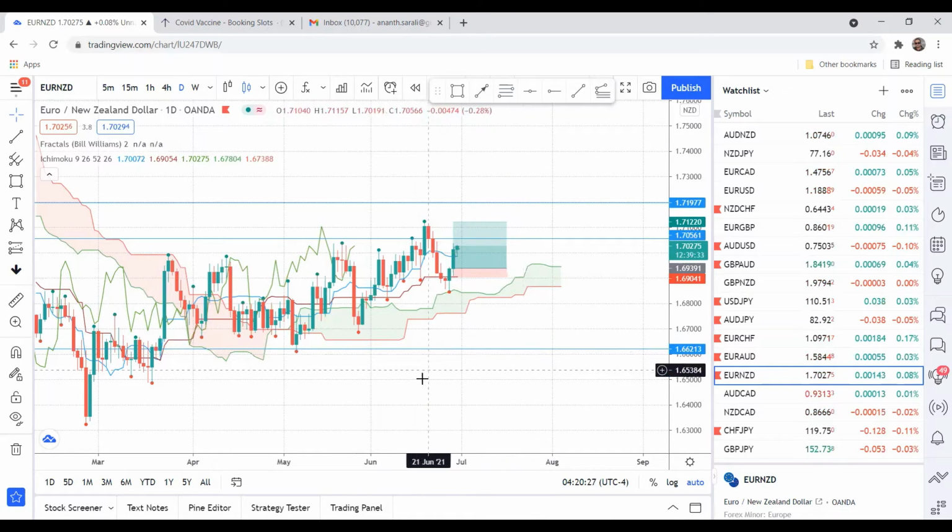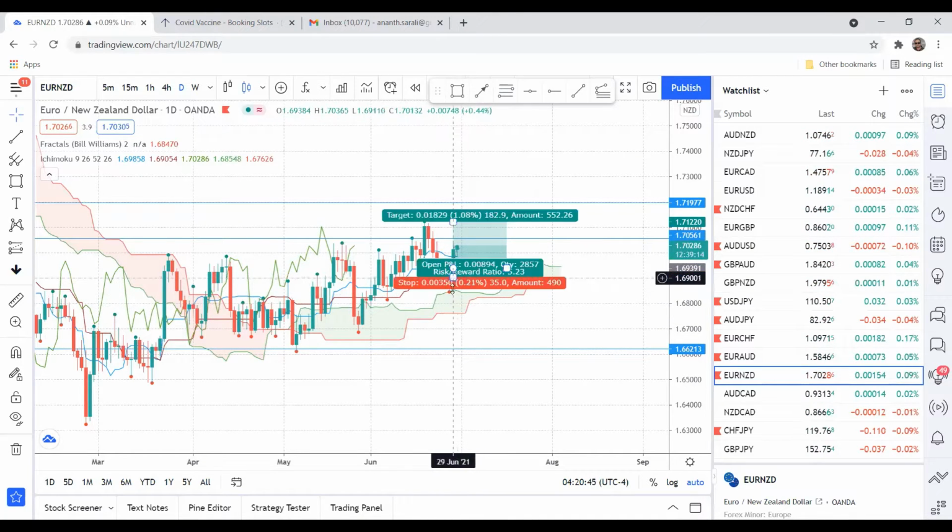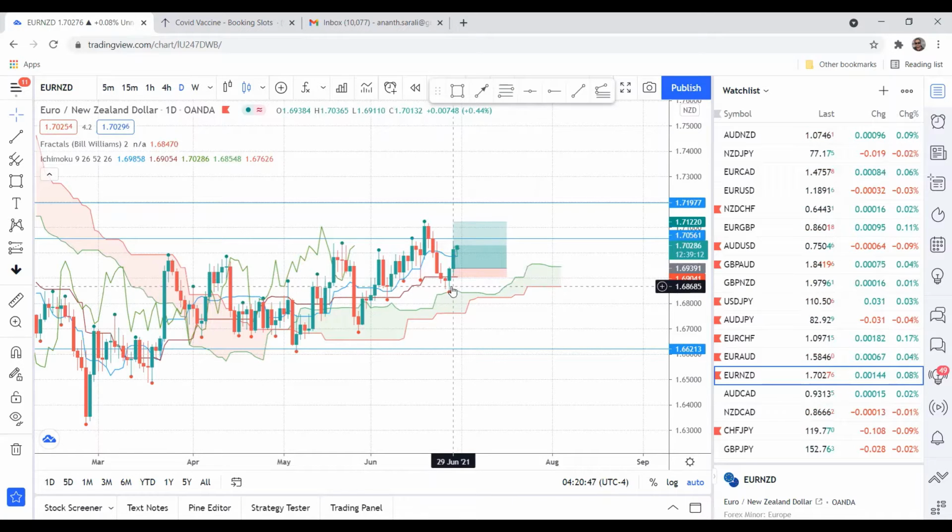Now in this scenario, it's Euro New Zealand. The price was in a push and pullback. So I wait for this pullback scenario wherein it touches the Kijun-sen. This is the best possibility, right? In Ichimoku, when the price breaks out of the Kijun-sen, here you need to enter.